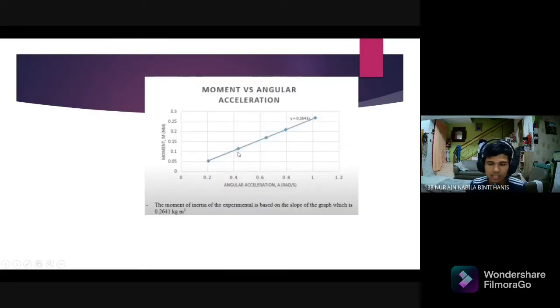Okay, this is the graph for the moment versus angular acceleration, which is the moment that we get. We compare it against the angular acceleration that we get.